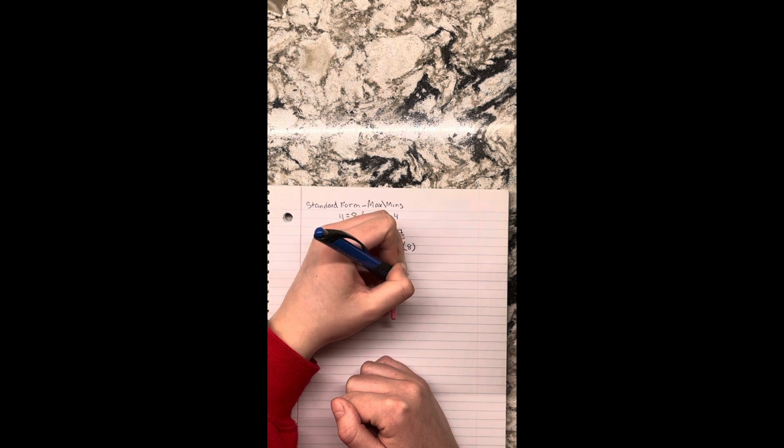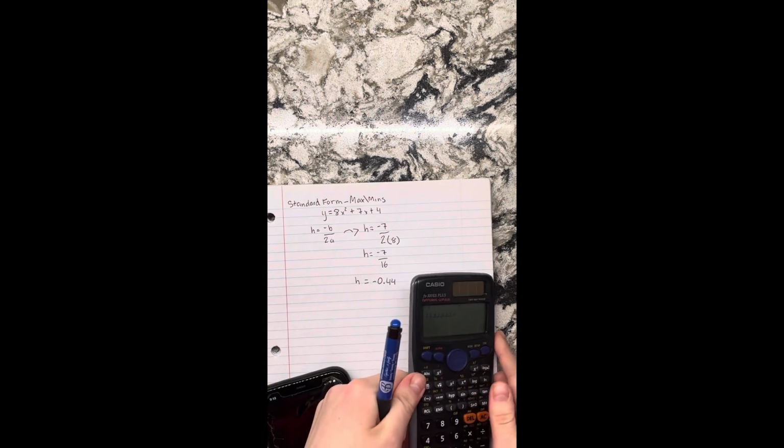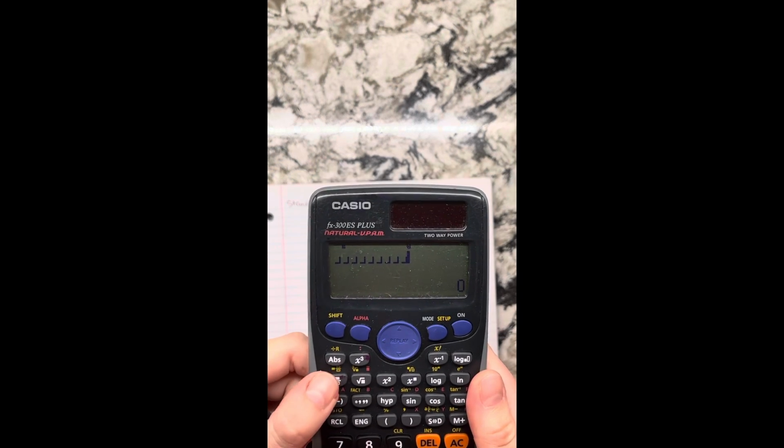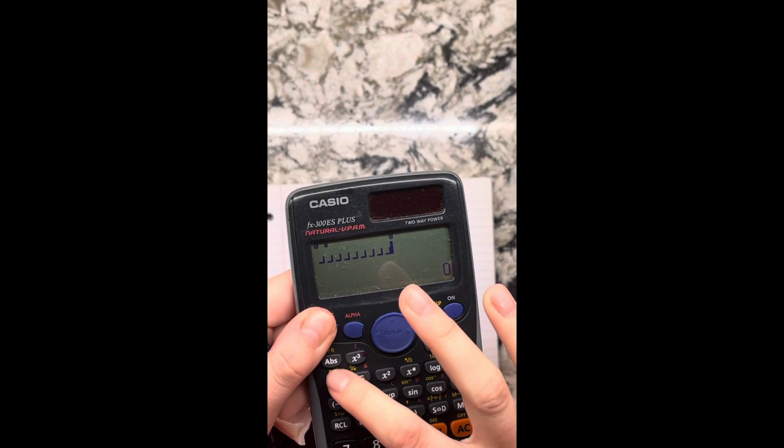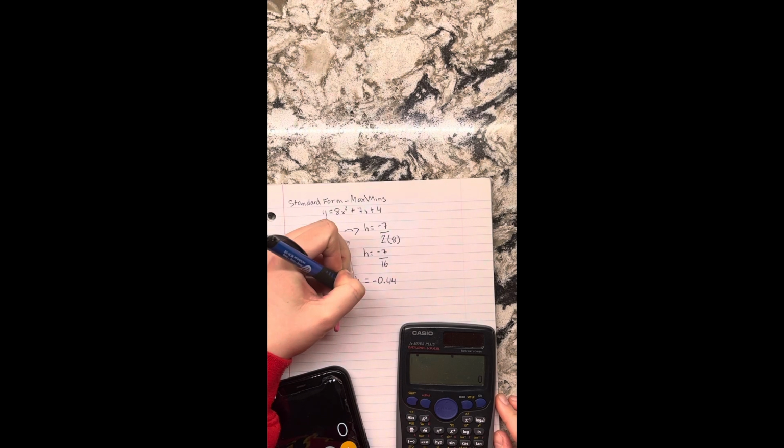So we could have kept it as a fraction. It may have been a bit easier and gotten us a more solid answer, but my calculator does not do fractions. I'm not sure what's wrong with it, so I was just showing you here. That's why I put it into a decimal, which is usually not what you're supposed to do.